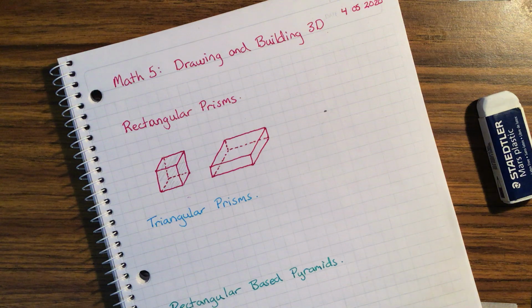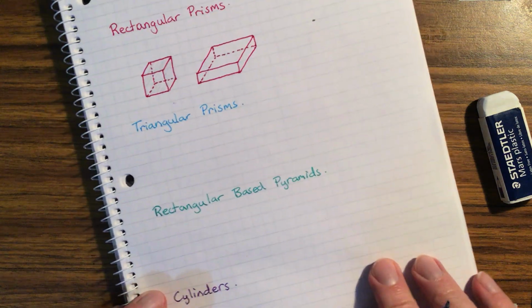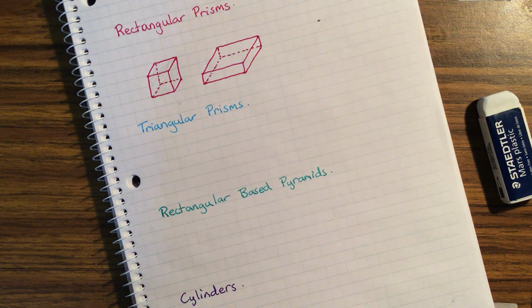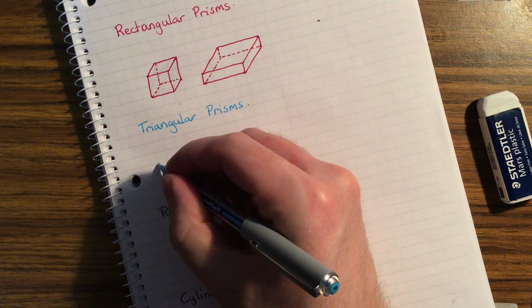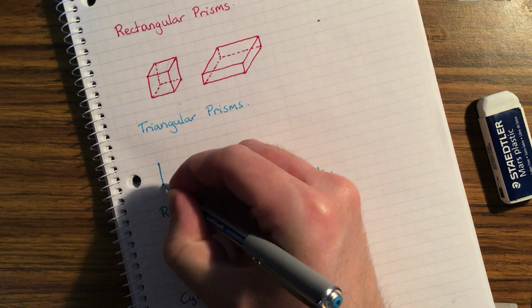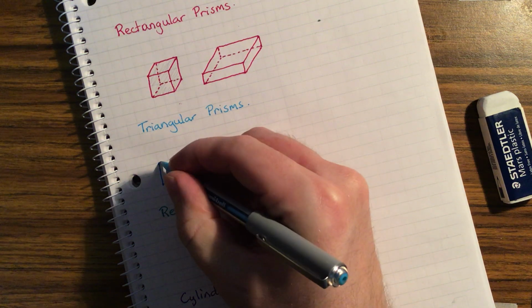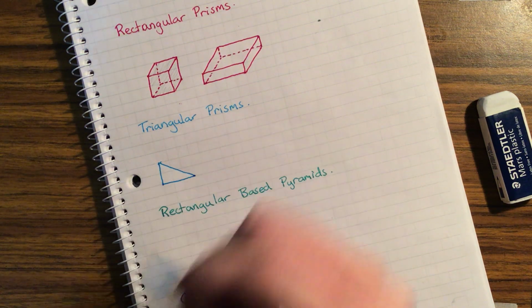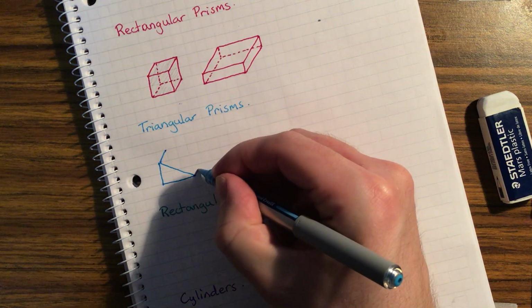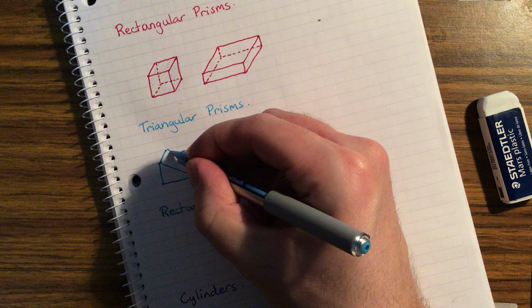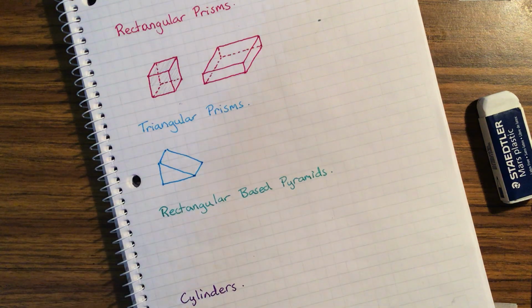Now let's take a look at triangular prisms. All right, to draw a triangular prism, I just start by drawing a triangle. Now I'm going to start with a right triangle that looks like this. Then I draw 2 lines for those 2 corners. And there we go. There's my triangular prism. I've got my front face and I've got my side face.